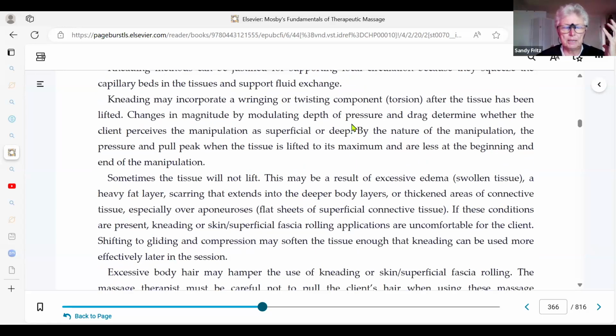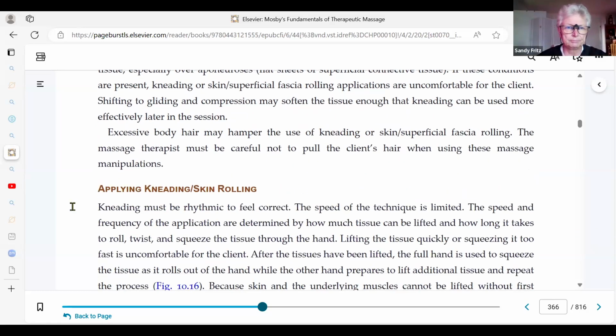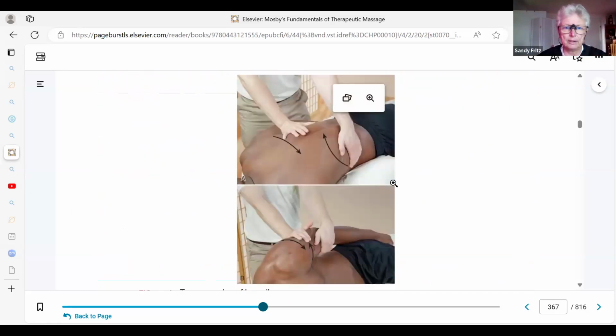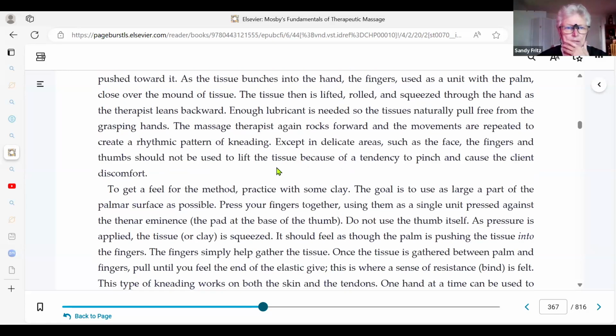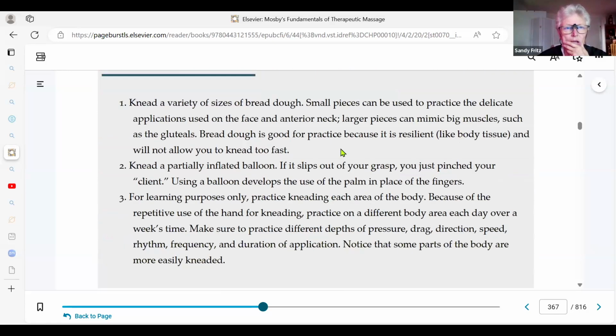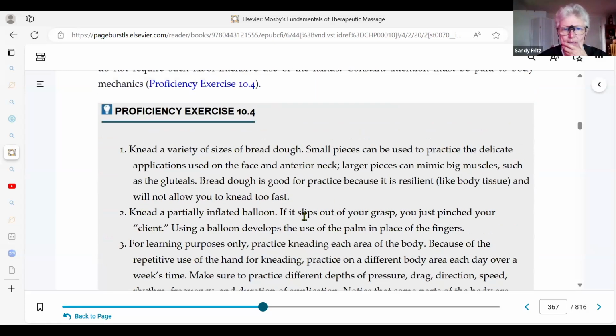So we get a little bit in here on how kneading is a good method to reduce stiffness. And then here's your application, and your activities to perfect this.